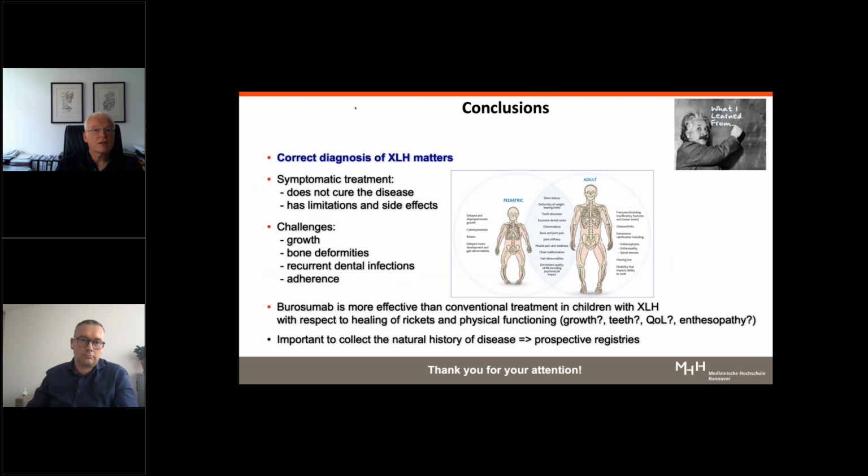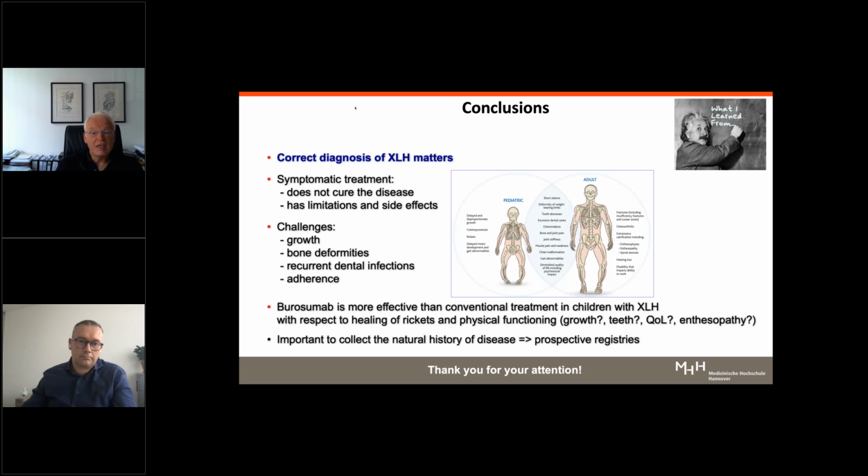So to complete, especially the part on XLH, the correct diagnosis matters. The symptomatic treatment has its pitfalls and its challenges, and burosumab was shown to be more effective than conventional treatment with respect to healing of rickets and physical functioning. However, we don't know about the long-term effects with respect to growth.